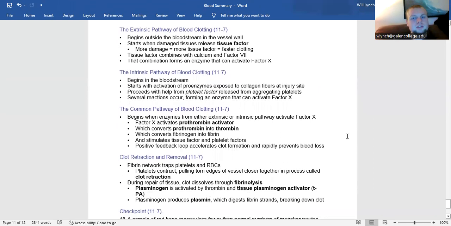Here we have proenzymes exposed to collagen. This proceeds from platelet factor released from aggregating platelets, and it's going to lead to factor 10 activation.